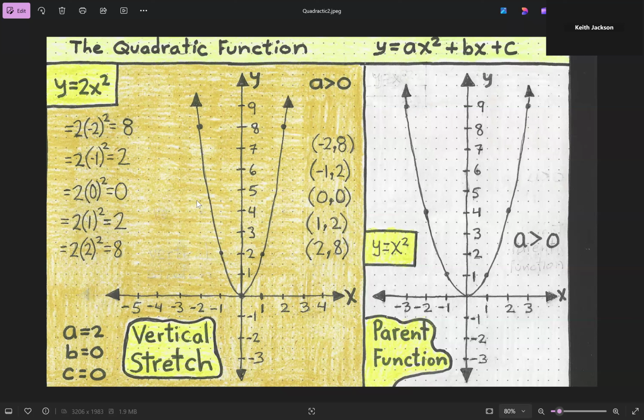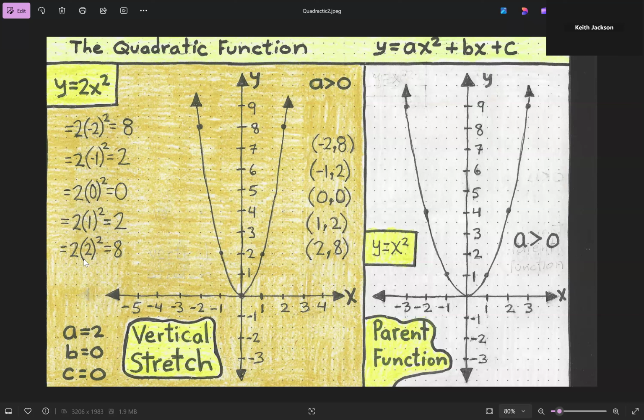But here's what happens if we make a greater than 1. It's going to stretch the parabola; it's going to elongate it. Let's say we have y = 2x². Let's see what happens if we go 2 times 1 squared. That's going to give us 2, as you see right here. 2 times 1 squared is just 2 times 1, which gives us 2.